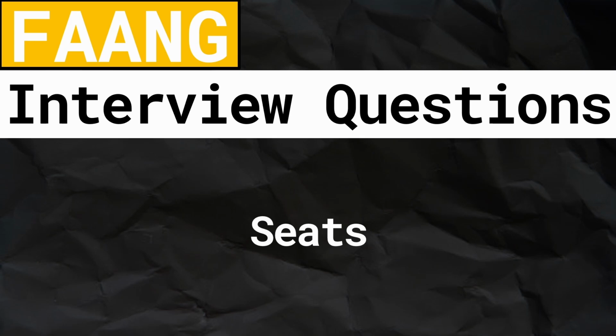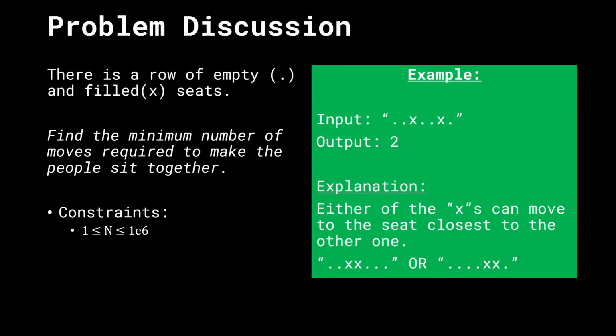Let's talk about the problem seats. There's a row of empty seats and filled seats represented by a dot and an X respectively. The goal of this problem is to find the minimum number of moves required to make the people sit together.